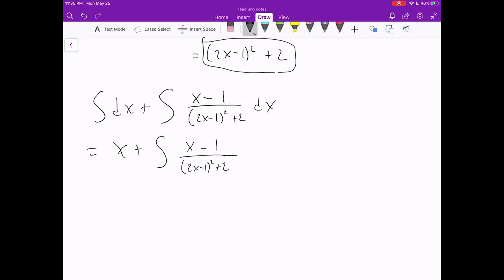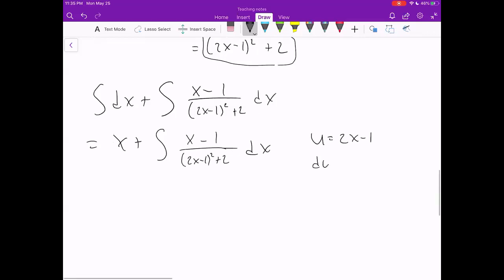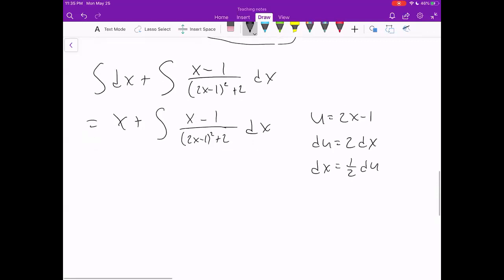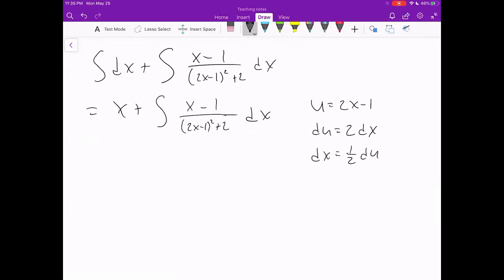So this still isn't what I want. I don't want 2x minus 1 squared plus 2. I want just one thing squared plus 2. So what I can do here is a u substitution. I'll let u equal 2x minus 1, and then du will be 2 dx. So dx then will be 1/2 du. So let's go ahead and go through with that u substitution.